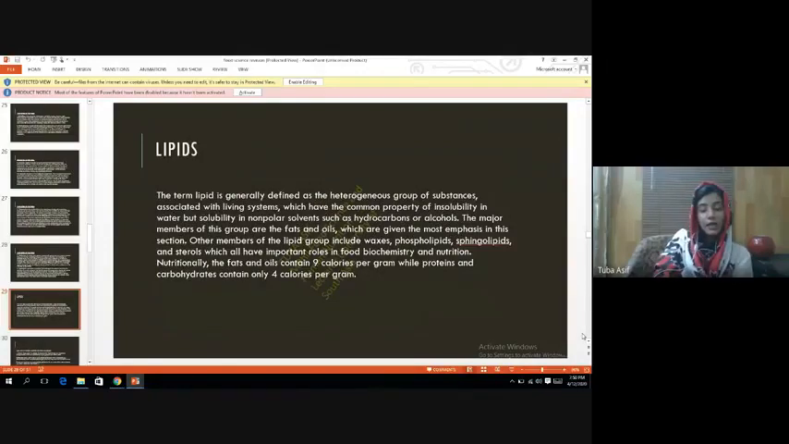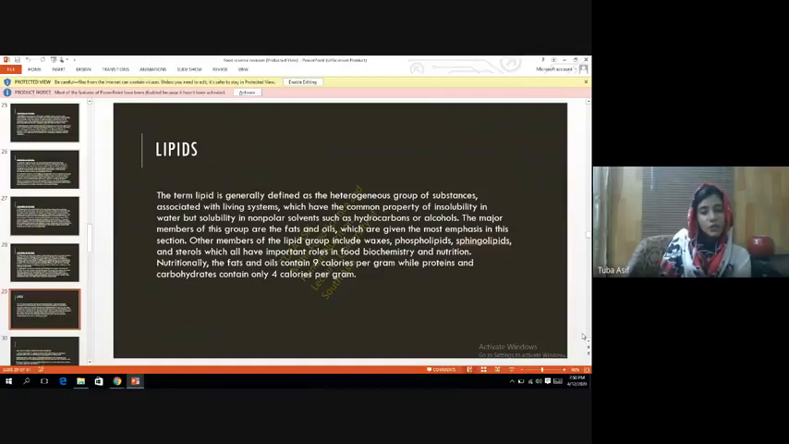Now, I would like to talk about lipids. These are the macronutrients that provide the maximum energy. One gram of lipid gives you about 9 kilocalories. These are heterogeneous groups of substances that are associated with living systems, and they have mainly the property of insolubility in water but solubility in non-polar solvents such as hydrocarbons or alcohols.